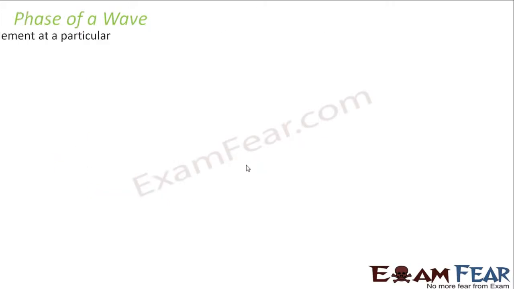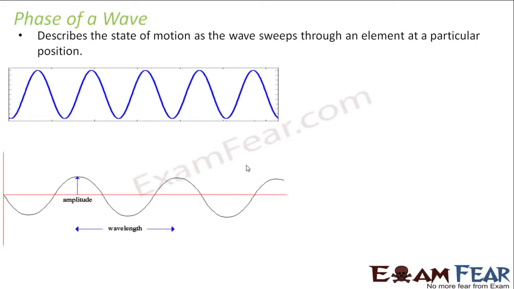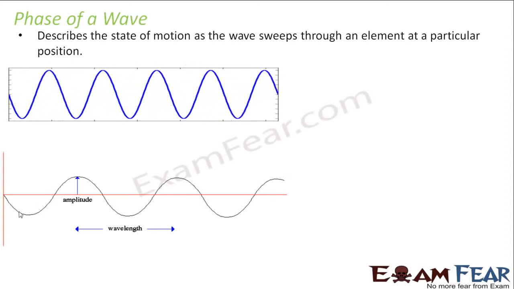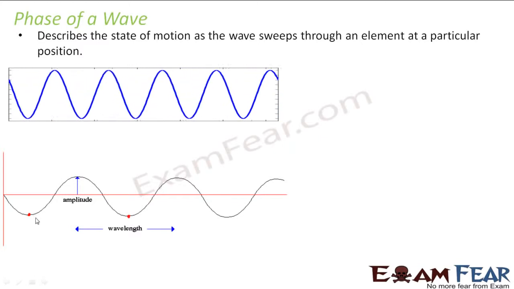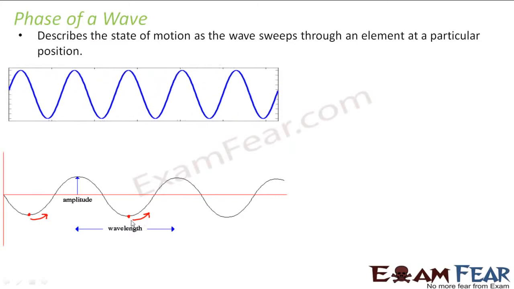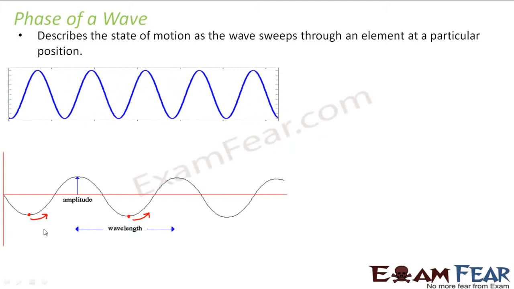Next is the phase of a wave. What is phase? It describes the state of motion as the wave sweeps through an element at a particular position. So it talks about the state of motion of each point on a wave. Let us look at the wave so that we get a better understanding. If you look at the behavior of this point and the behavior of this point, both of them have the same behavior. Both of them are trying to move upward, right? So these 2 points are in phase with each other. That means both the points are in the same state of motion.